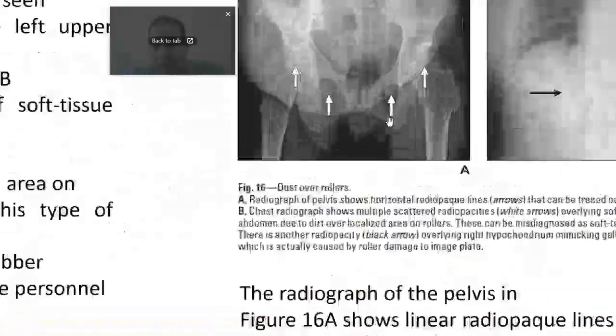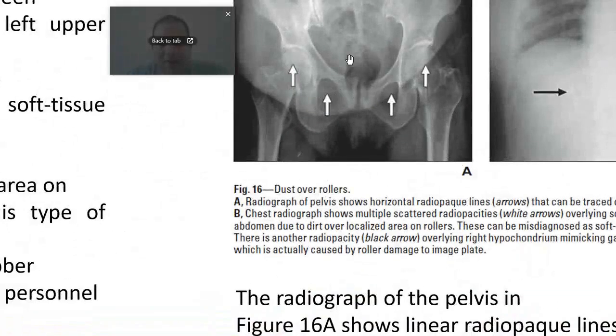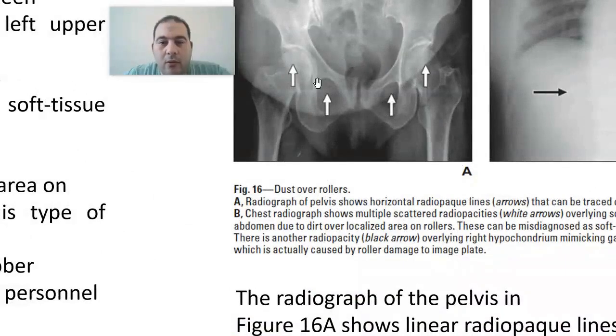Here, for example, on the roller, do you see this horizontal line, the white one? I don't know if you can indeed see it, but this is indeed a result of dust on the roller, and it has created this artifact in this area.